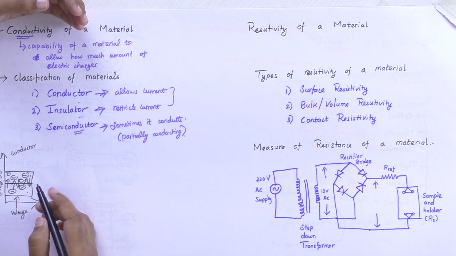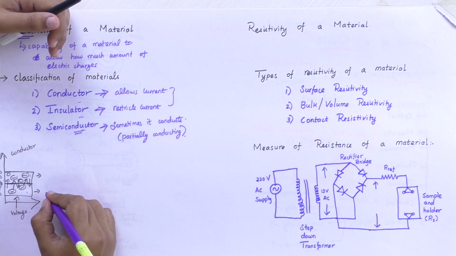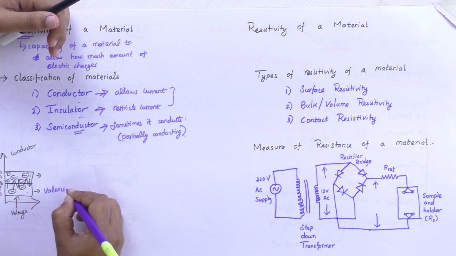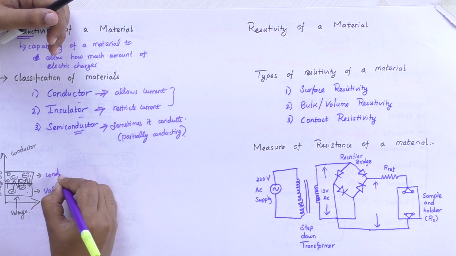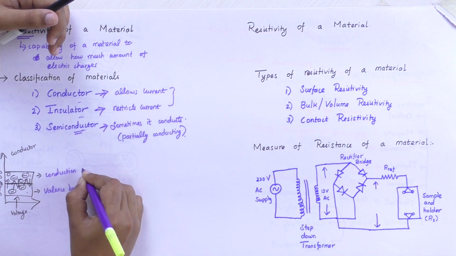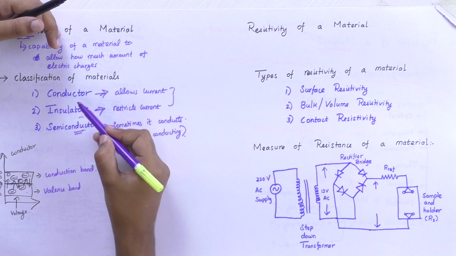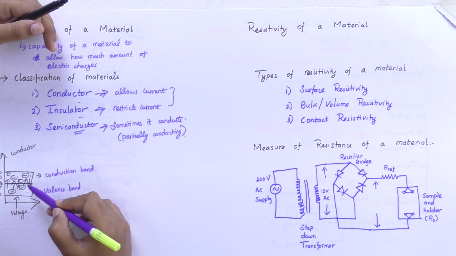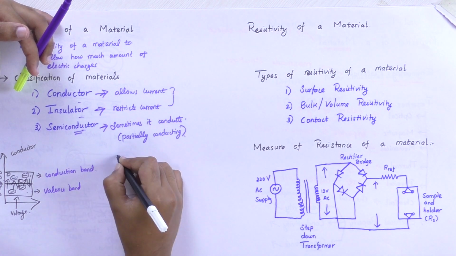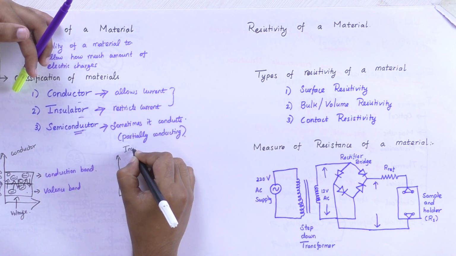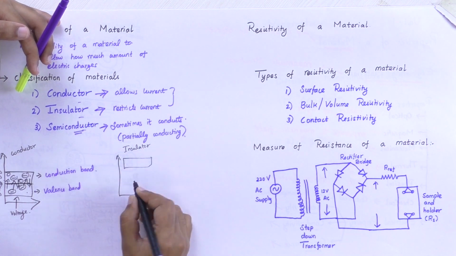So, valence band and conduction band. This is the valence band. As I said, for a conductor, the valence band and conduction band are overlapping. But for an insulator, there will be a huge band gap.